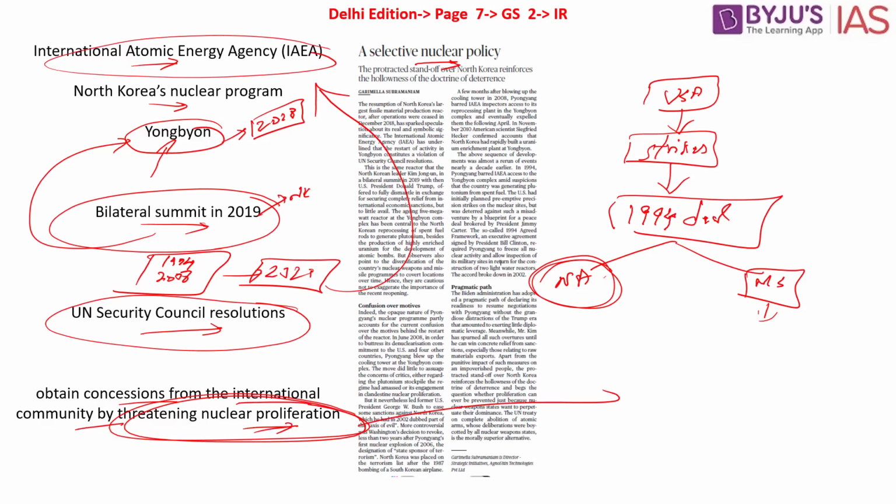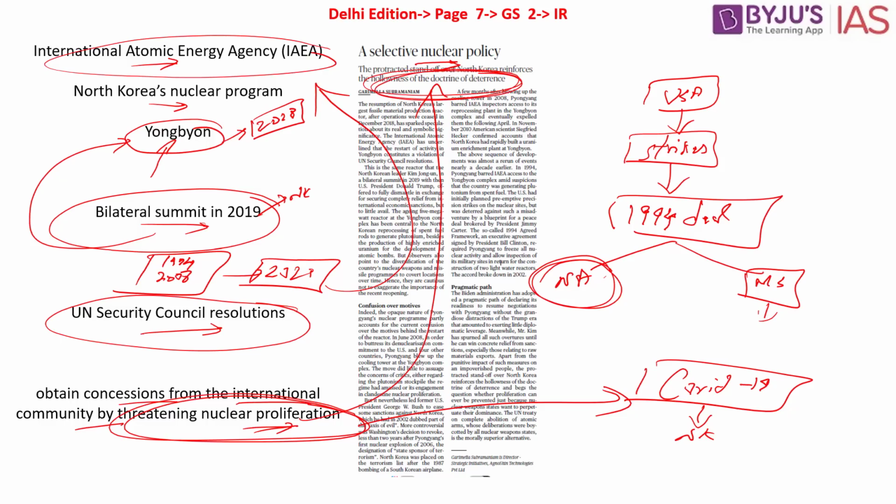What is the current situation? The world is witnessing COVID-19, and this has hit North Korea very badly as well, since most of their borders are sealed, and in the past few months they were not able to increase economic activity to seek concessions from the international community and also from the United States of America. They have taken this adventure of resuming nuclear activity, ultimately showing the hollowness of the doctrine of deterrence. It is this that we have to understand in reference to this article.